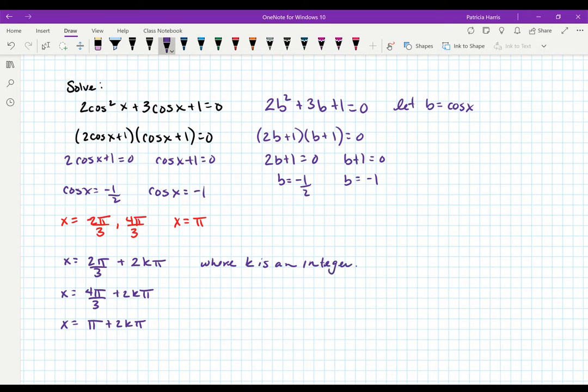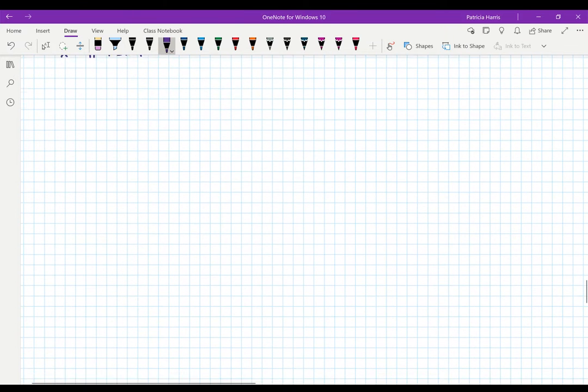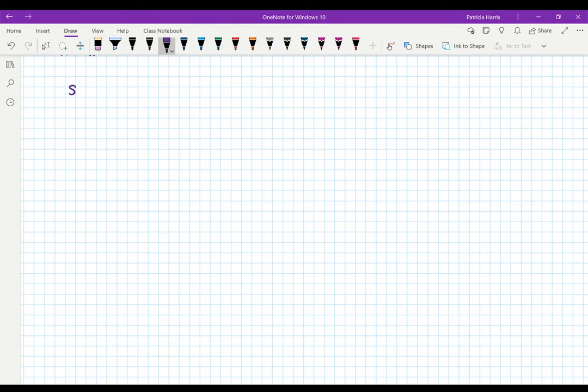And if you were to graph this on Desmos, you would see that your zeros or your x-intercepts would repeat because this is what you're finding. You're finding where the graph crosses the x-axis. Okay, now let's do one that's a little bit less straightforward. Okay, let's do that one.